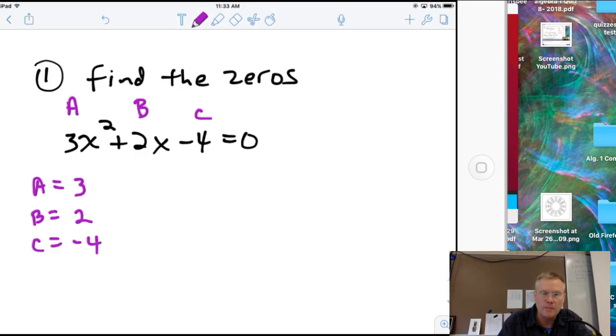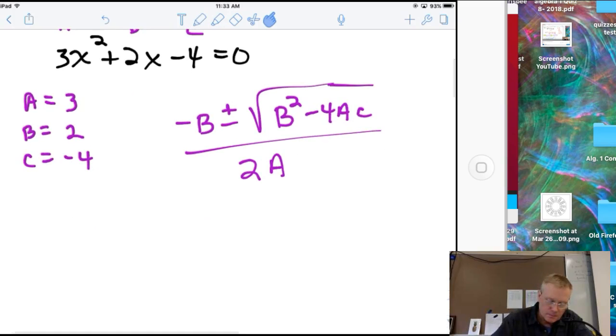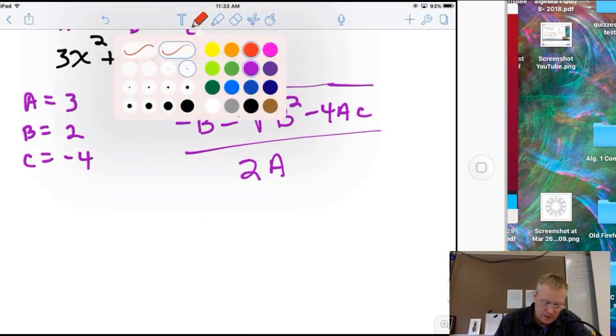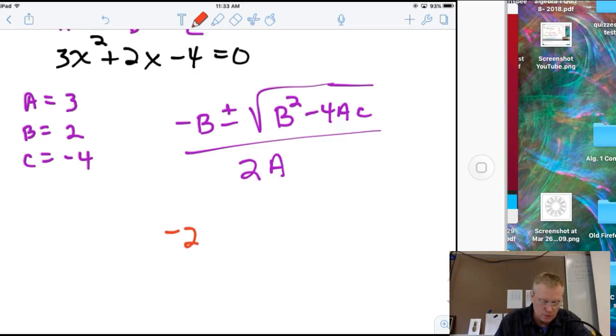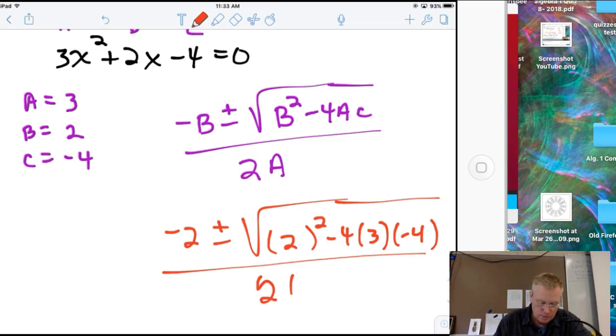case is negative 4. Okay, next I'm going to plug those numbers into the quadratic formula, which is this, negative b plus or minus the square root of b squared minus 4ac all over 2 times a. Alright, so when I plug those values in, I get this. B is negative 2. It becomes negative when I plug it into the formula, rather. This number here squared, which is 2, minus 4 times a, which is 3, times c, which is negative 4, all over 2 times a, which is 3. Okay, so that's what I get when I plug the values in there.